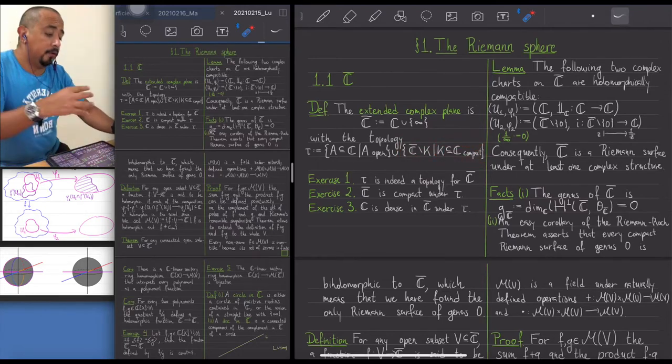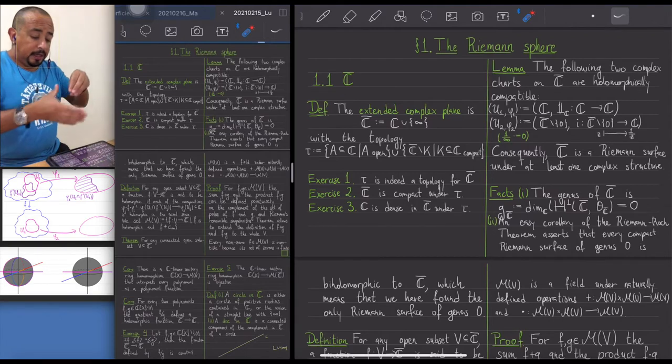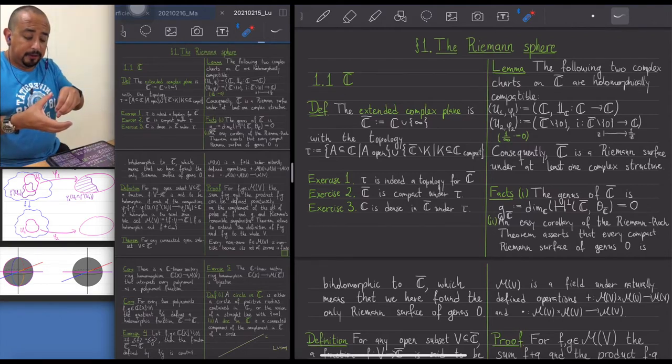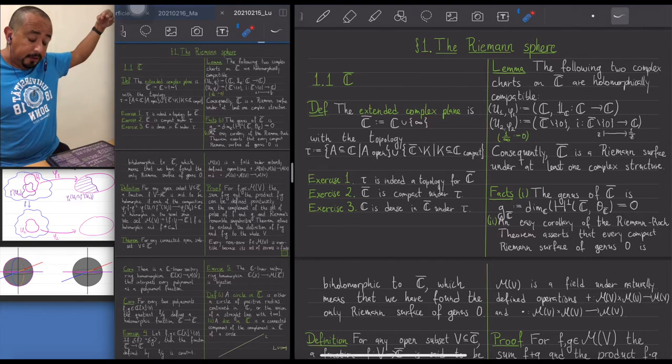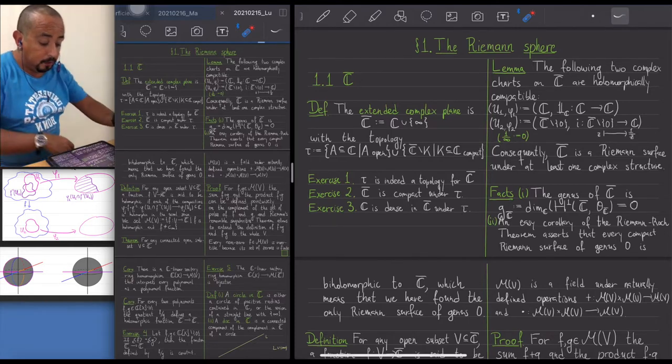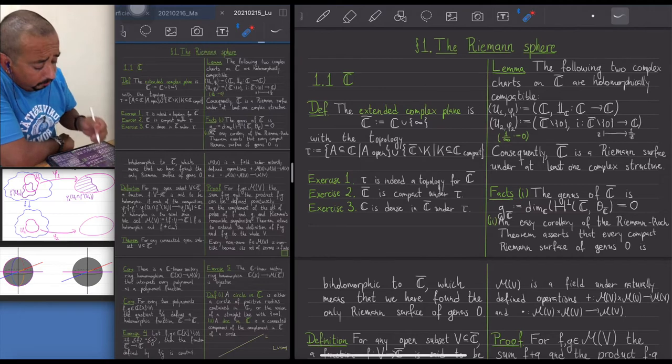So every time we have a compact subset of C, we take its complement together with the point at infinity, that is, the complement in C bar, and we declare that complement to be an open set of C bar. Okay.